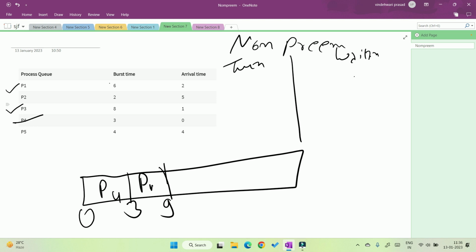At 9 seconds, every process has come: P2, P3 and P5. Okay. So which has a burst time lesser than anyone? It's P2. So P2 will come here.